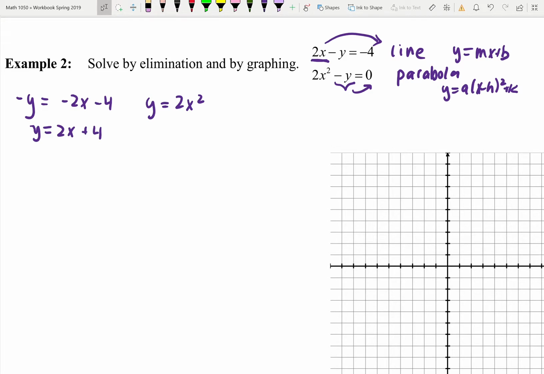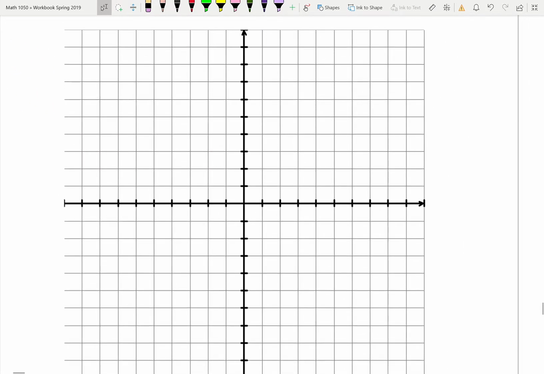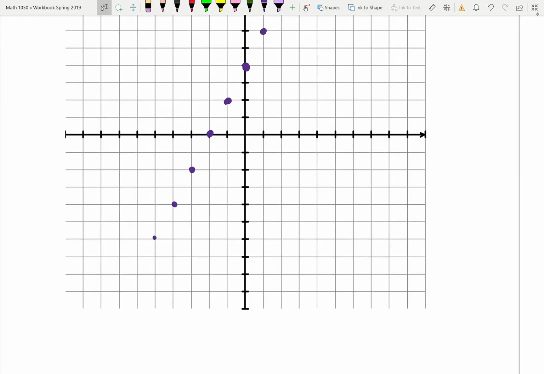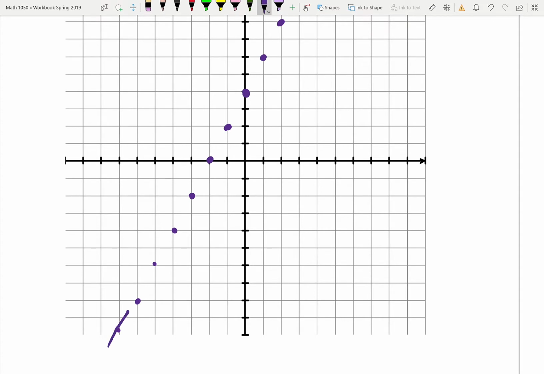Now I'm just going to graph them. Okay, so let's look at the line. y equals 2x plus 4. I'm going to go up 4 and make a dot. The slope is 2 over 1. So I'm going to go up 2 right 1, up 2 right 1, up 2 right 1, down 2 left 1, down 2 left 1, down 2 left 1. I'm going to make tons and tons of dots because one or more of these dots are quite likely going to be a solution.